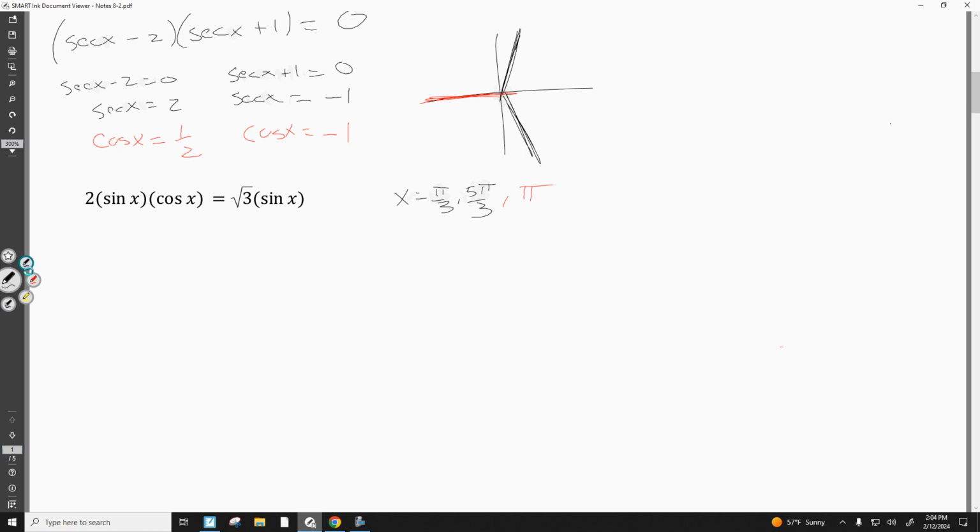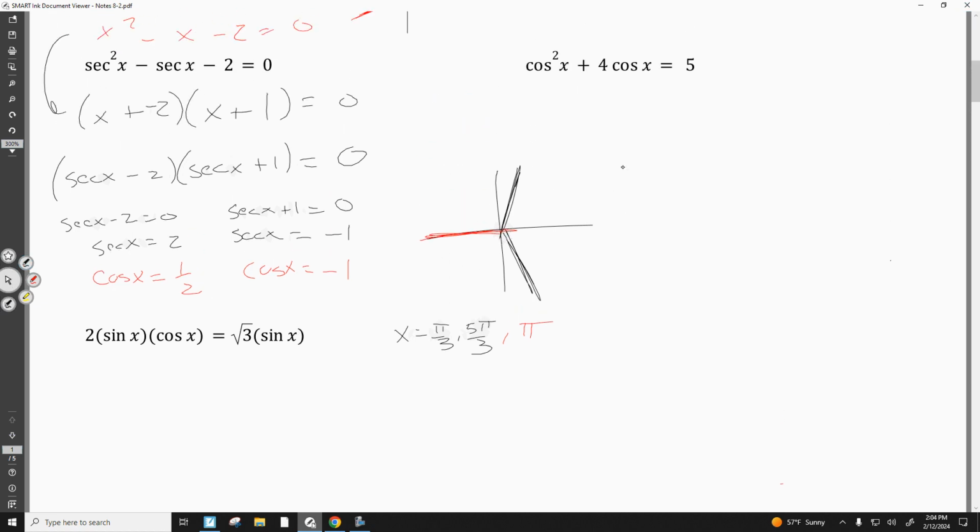Don't divide by sine. Don't keep the 5 over here. If you ever had x squared plus 4x equals 5, what do you do?